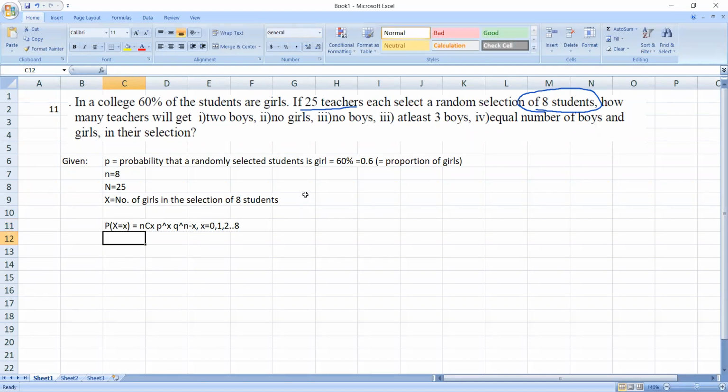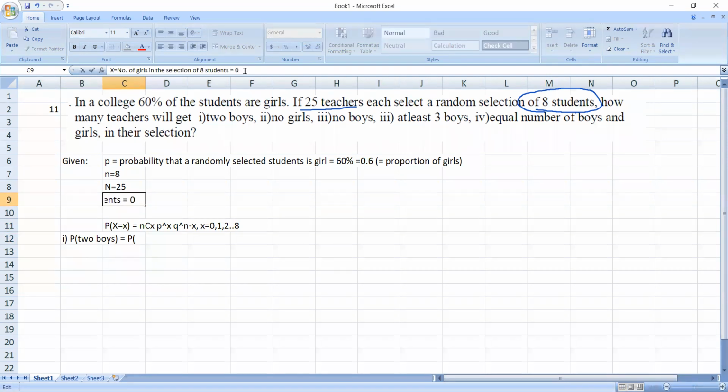Okay. The question says how many teachers. So they are asking us the frequency. So first we'll compute the probabilities and then we will look into the frequency. So what is the probability of selecting 2 boys? Now since I have taken X as the number of girls out of 8 students, if I want to observe 2 boys, then the remaining 6 should be girls. So it is not X is equal to 2, but it is X is equal to 6.